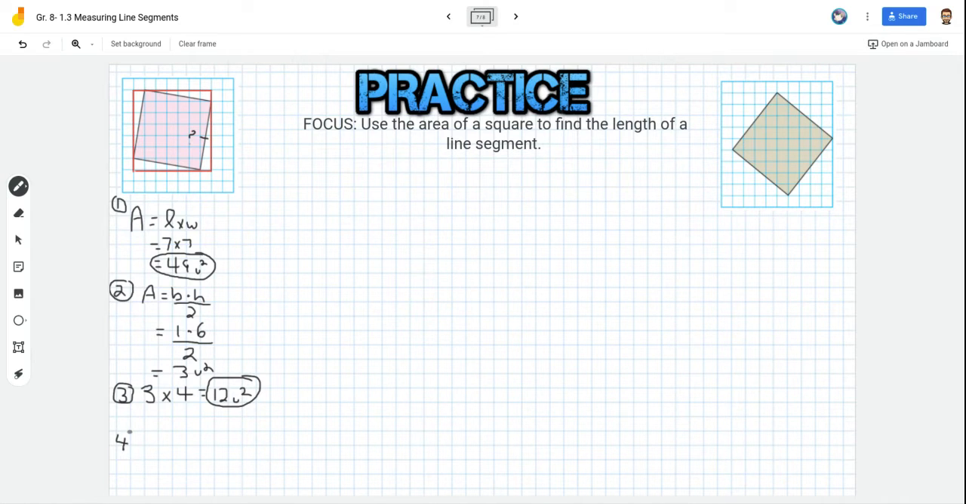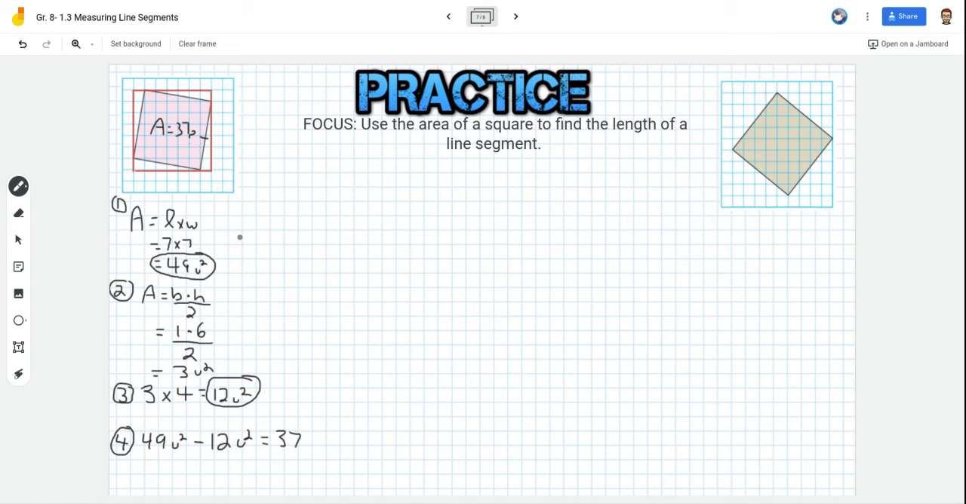Step number 4, we take the area of the big square, which is 49 units squared, and subtract 12 units squared, which is the area of the 4 little triangles. So that's 49 subtract 12, which gives me 37. Now this is the area of this pink square. What I need to do is figure out the line segment.